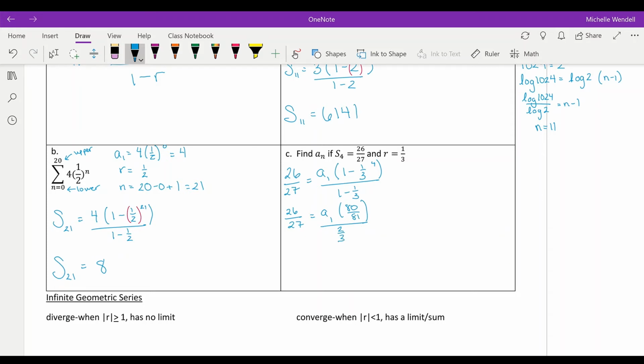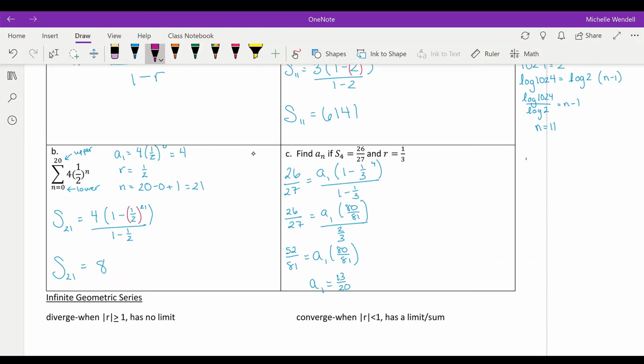And then I can multiply that 2/3 over, which gives me 52 over 81. And then a1 equals 13 over 20. Alright, so I have a1, but the problem is the question asks for a sub n. So do I have a formula that tells me what a sub n is?